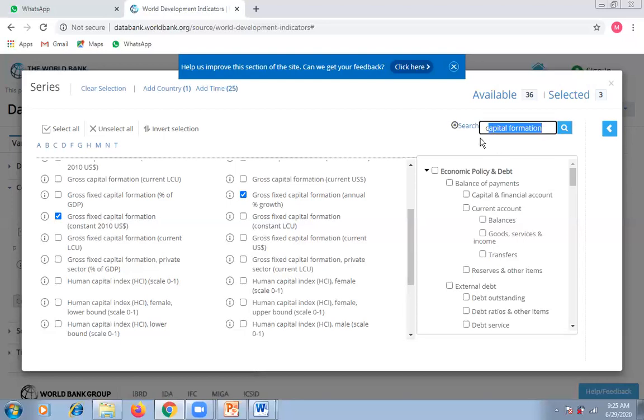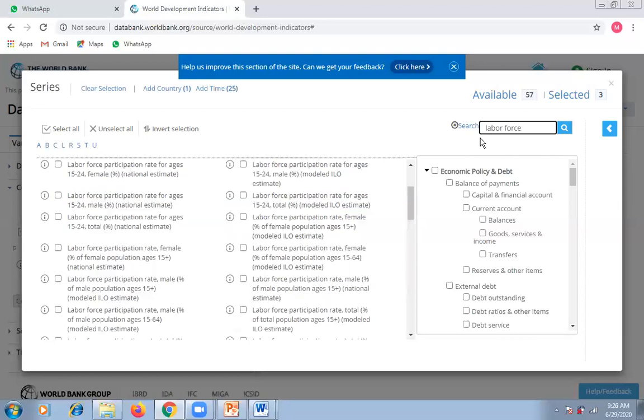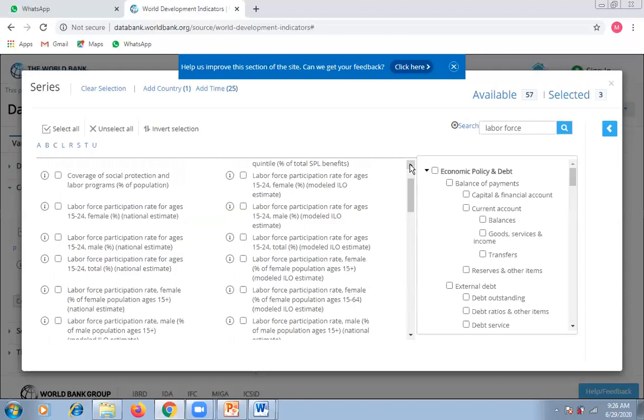So now I'm going to the next. The next one is capital formation. The next one is our labor, physical labor force. Now we have to take labor force participation. Here we will also take more than one series for one variable.